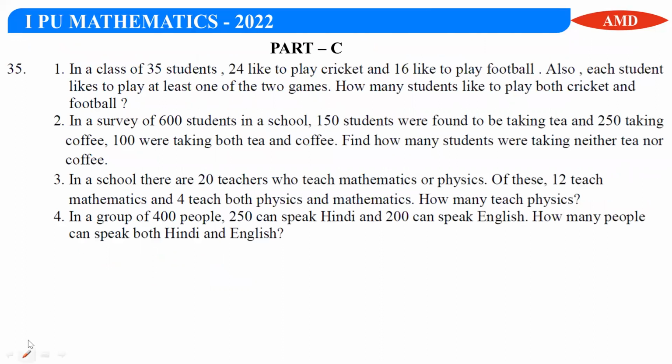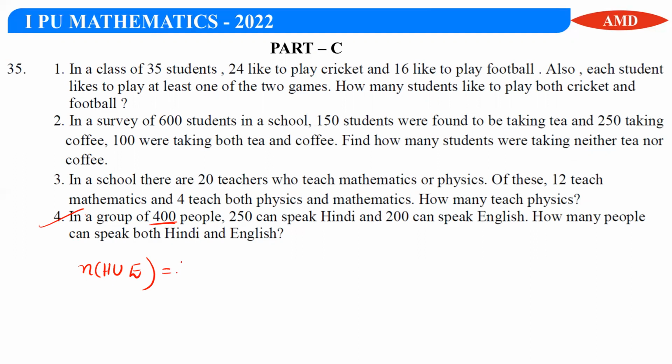In part C, we have the 35th question based on, as I said, n of A union B is equal to n of A plus n of B minus n of A intersection B. For example, the 40th question, if you see here, you have n of H union E. H stands for Hindi speaking people, E stands for English speaking people.